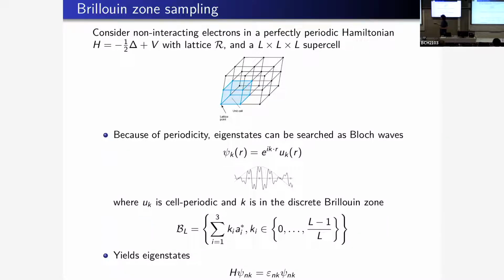So k belongs to this discrete Brillouin zone. Here a_i star are the vectors of the reciprocal lattice. If you just have a cubic lattice, these are just unit vectors. So it's discrete vectors that make this whole function periodic. And then here are your eigenstates of the Hamiltonian. I'm completely ignoring the fact that you may have a nonlinear Hamiltonian, self-consistent, and so on, and just taking the Hamiltonian for granted. There will be other talks later on how to handle this.